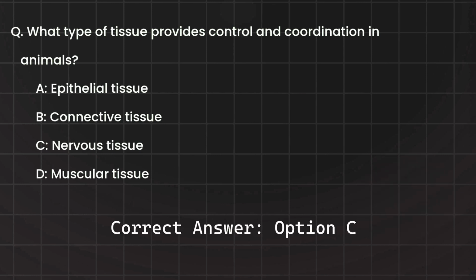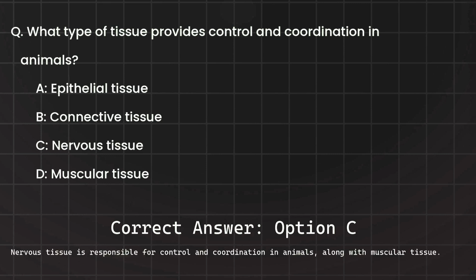The correct answer is option C, which is nervous tissue. Nervous tissue is responsible for control and coordination in animals, along with muscular tissue.